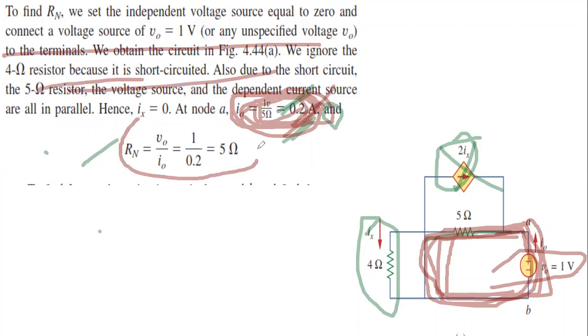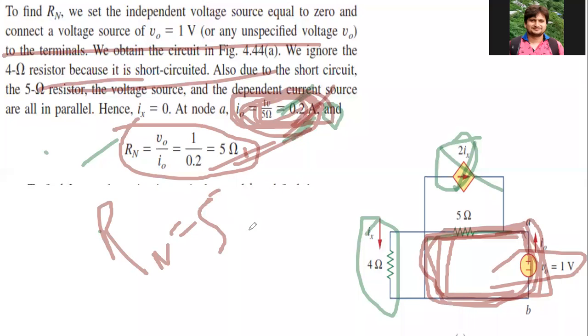So I naught is 0.2. So Rn will be V naught by I naught. V naught is the voltage which I connected, 1 volt, and I naught is 0.2. So Rn will be 5 ohm. So the Norton's resistance Rn or RTH, whatever you call it, is 5 ohm. Does anyone have any doubt? If you are having any doubt, you can ask.